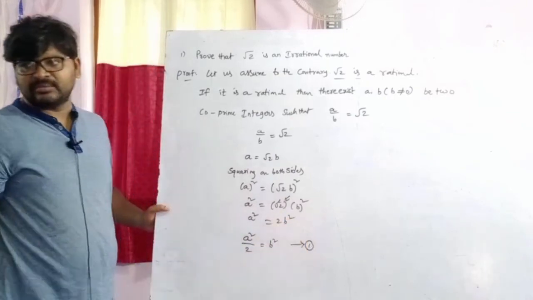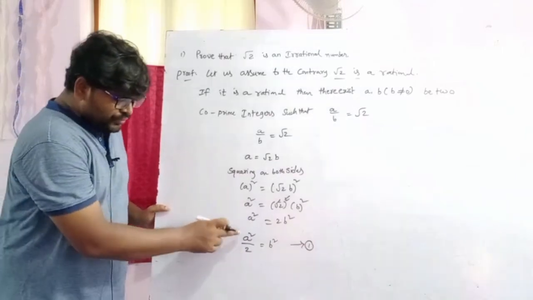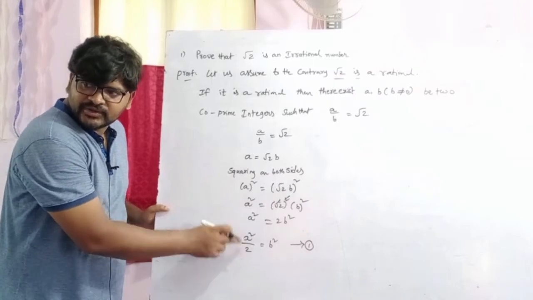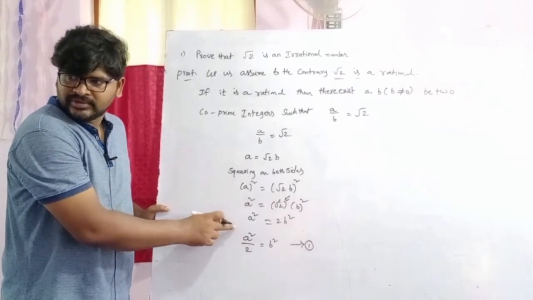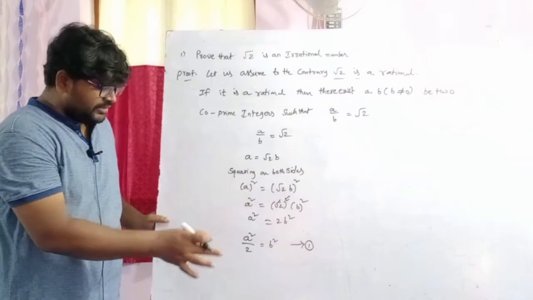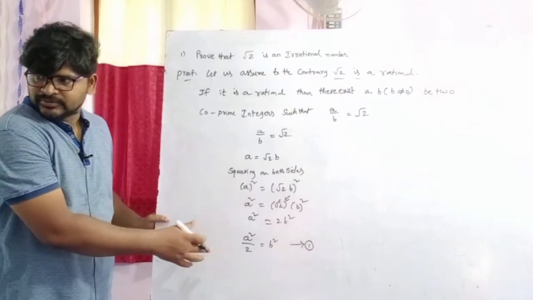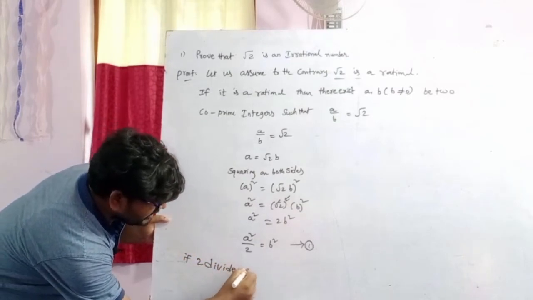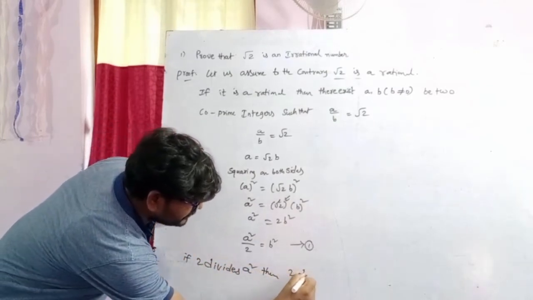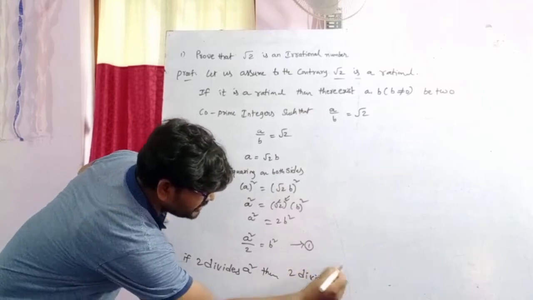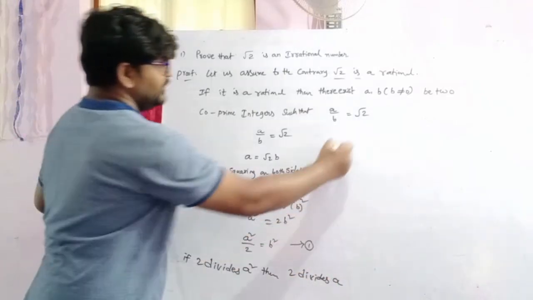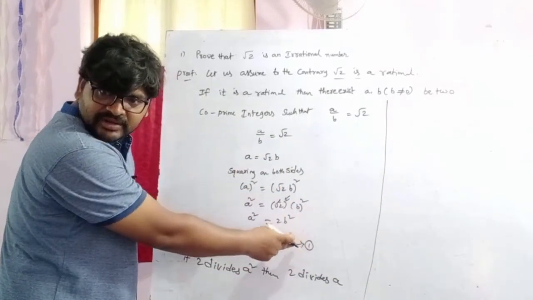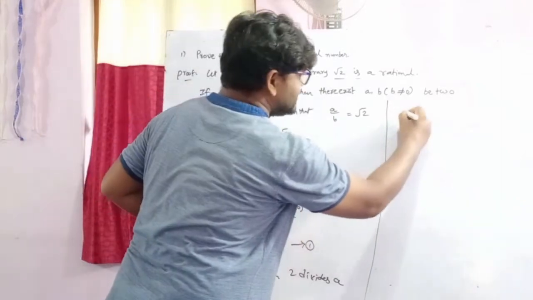This is equation number 1. If 2 divides a square, then 2 divides a. This is from theorem 1.6 in our textbook. If 2 divides a square, then 2 divides a. Here a square by 2 equals b square. This is equation number 1. So let a equal 2c.